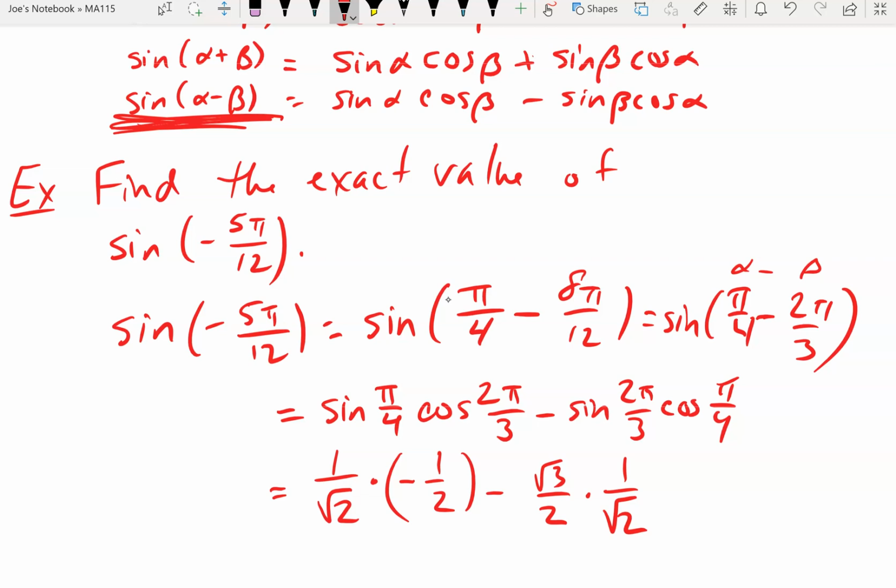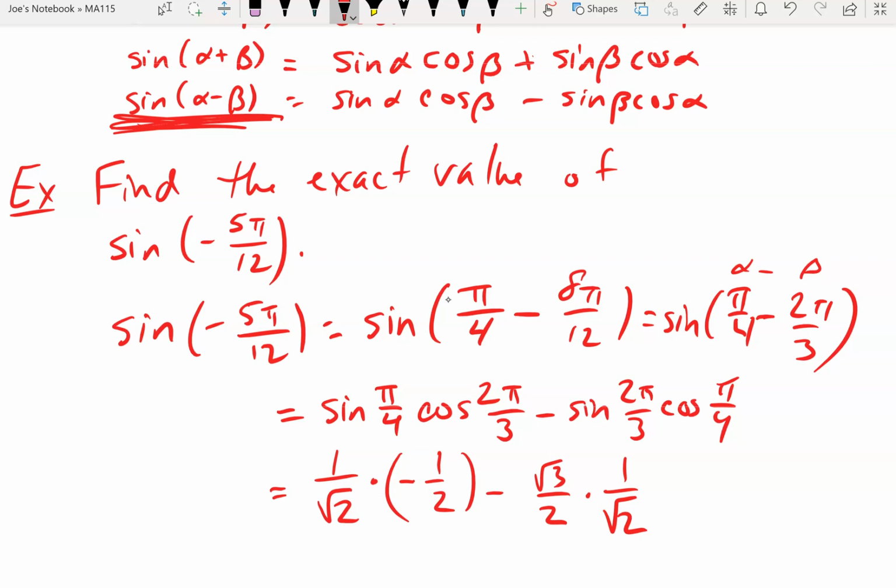How about negative 5 pi over 12? What quadrant would that be in? Well, if I go all the way this way to negative pi over 2, how many pi over 12s is that? 6. So negative 5 pi over 12 must be in quadrant 4. And sine is negative in quadrant 4. So that makes sense with what we got for our answer. Just a quick little check to make sure that the answer is making sense. Questions on that one?